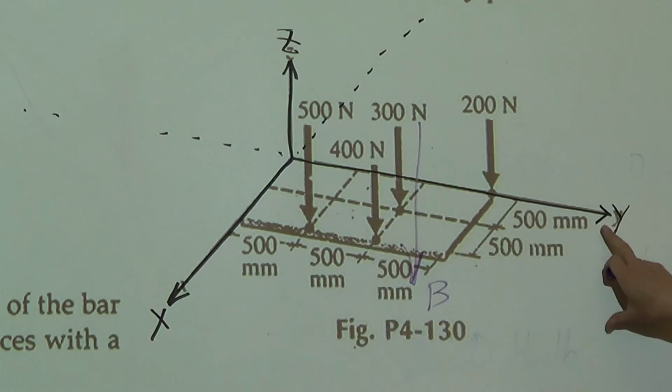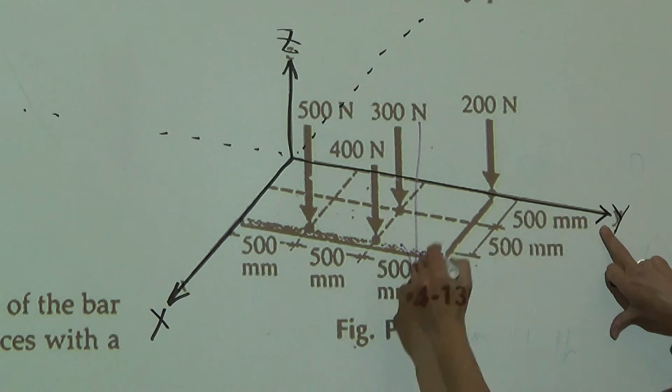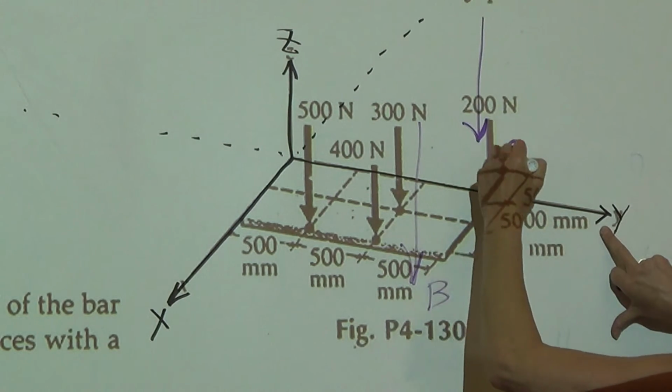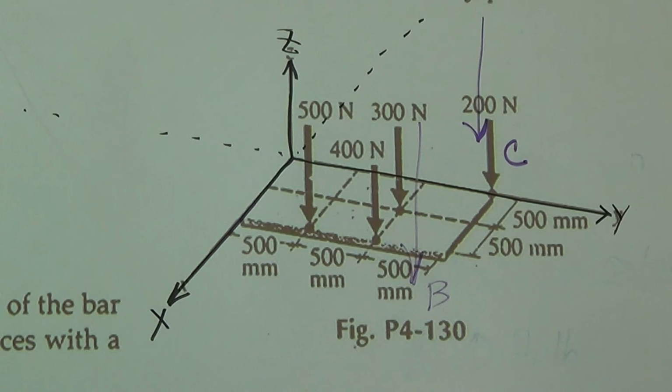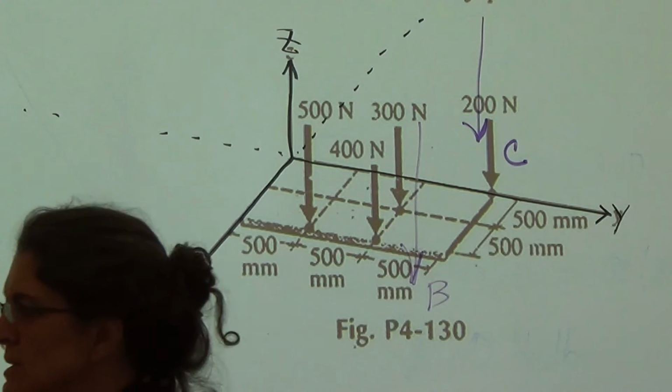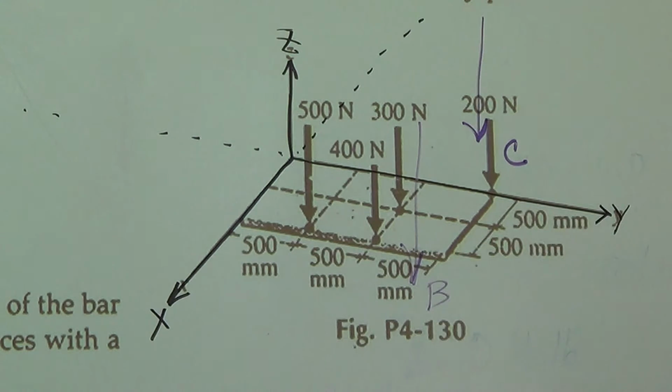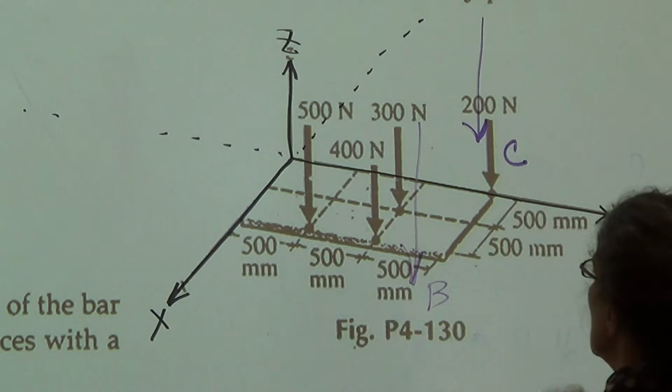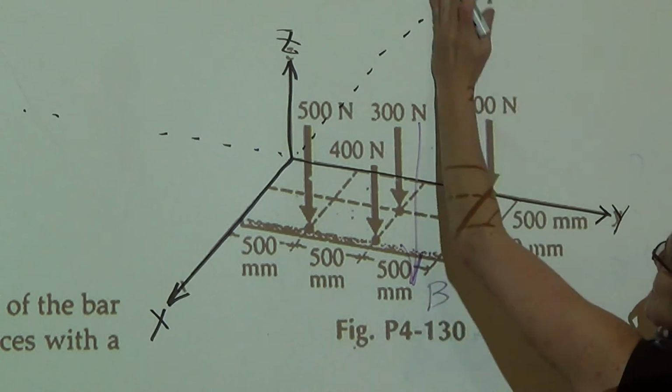Okay, now let's look at y. We have position B and we have position C. Is it in B or C? The moment about the y is positive. It's got to be B. Okay, so it's got to be B.